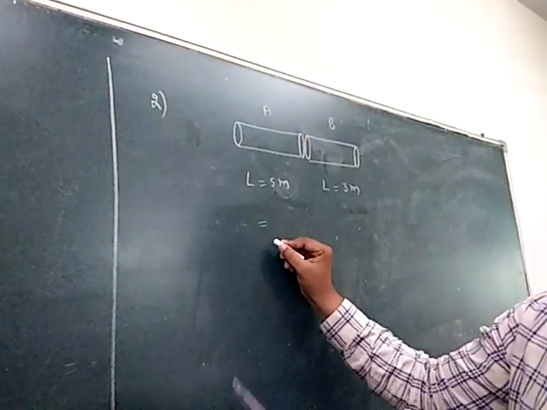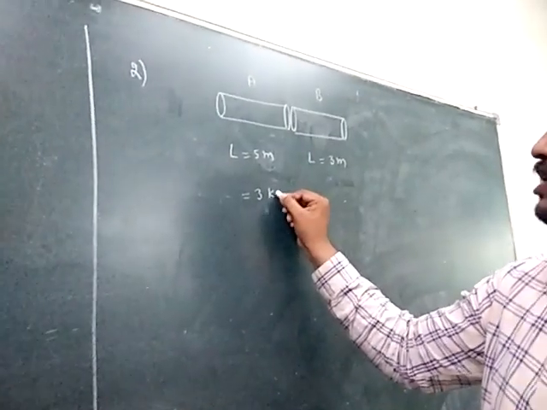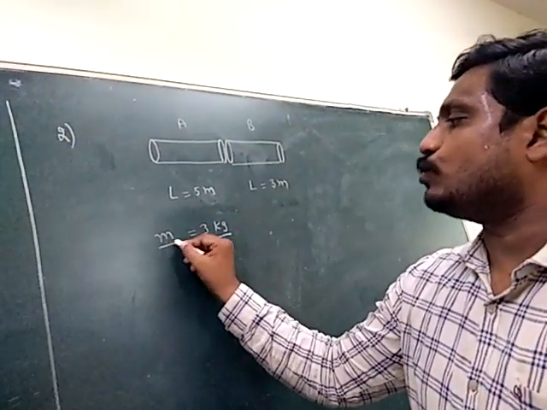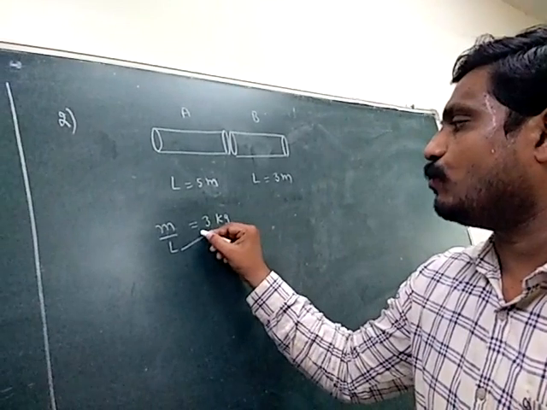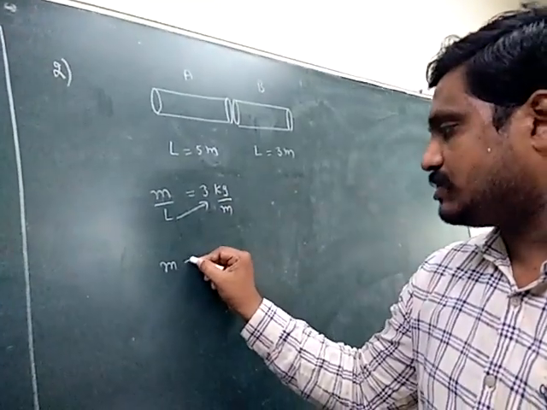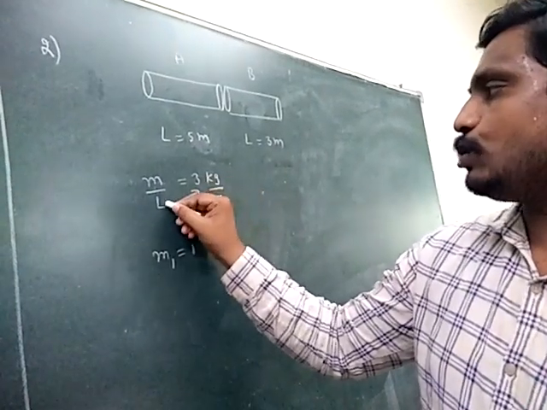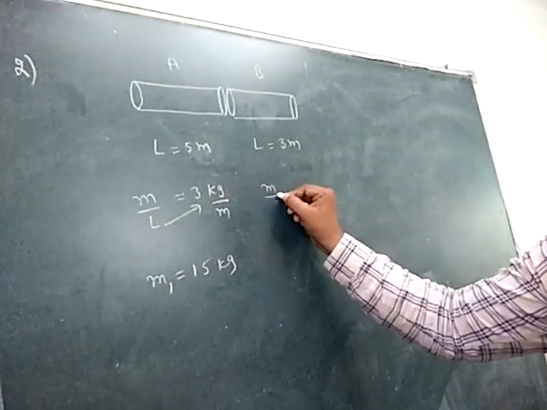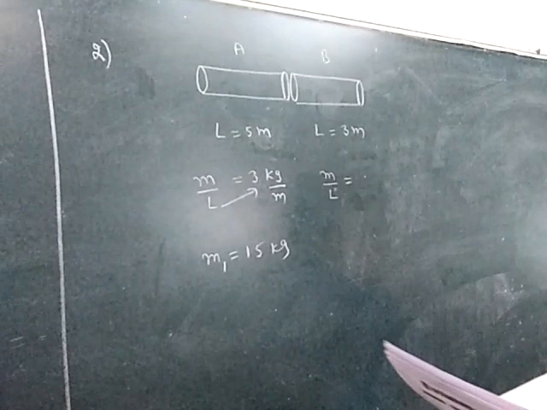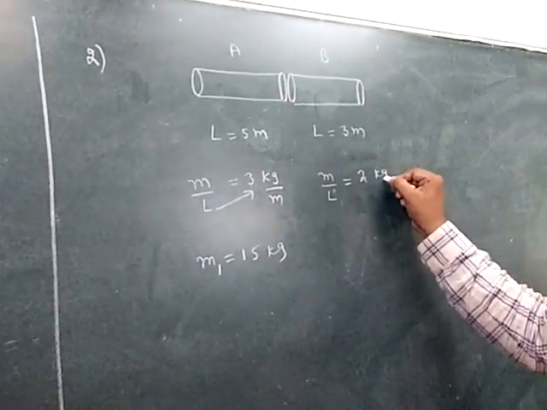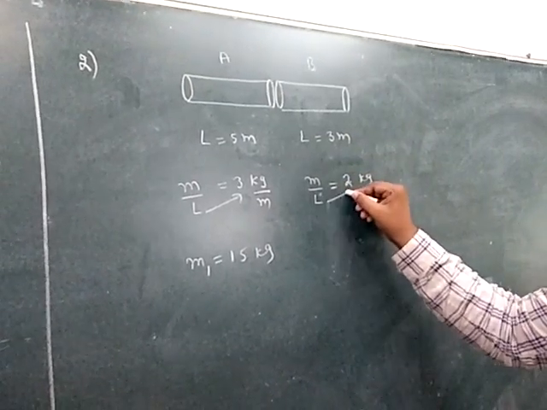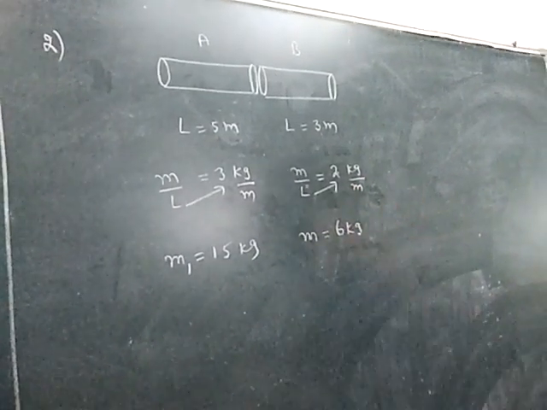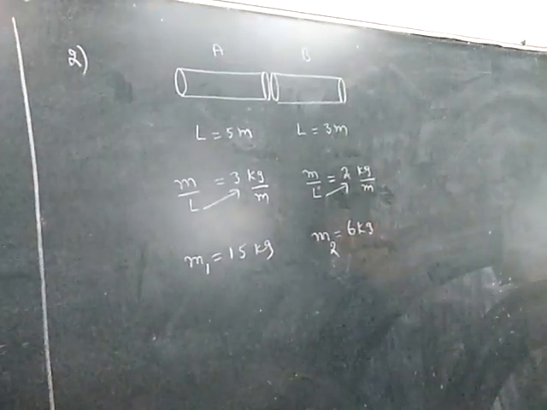Linear densities are given. First rod linear density is 3 kg per meter. Linear density means mass by length. Here length is given 5. That means first rod mass is 3 into 5, 15 kg. Okay? Here it's linear density. Linear density means mass by length. It's given 2 kg per meter. Here length of the second rod is 3. Mass of the second rod is 2 into 3, 6 kg. Okay?